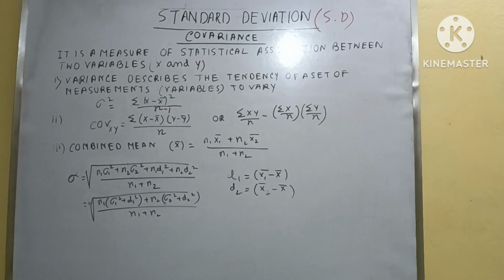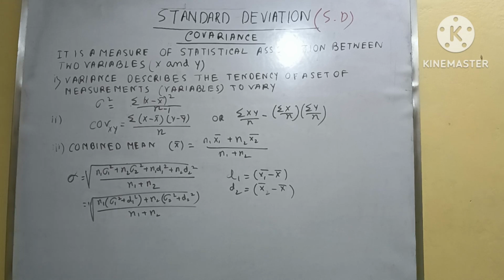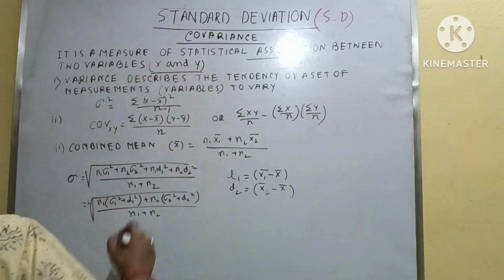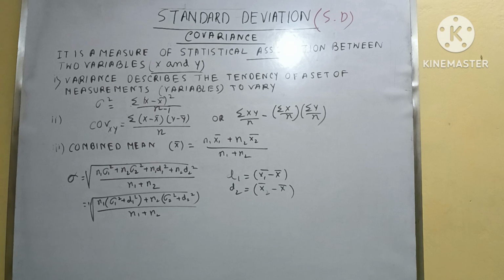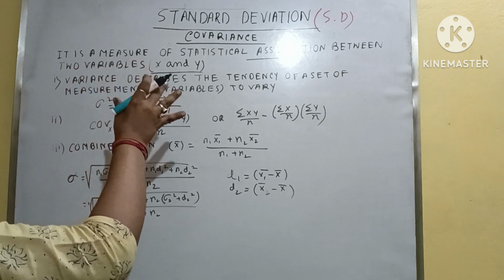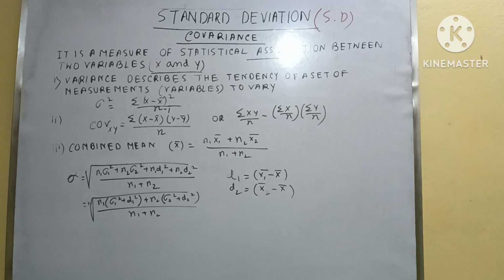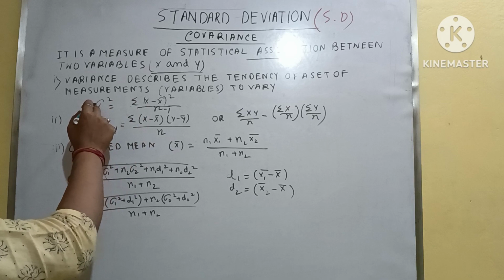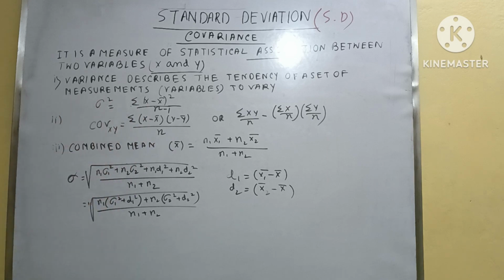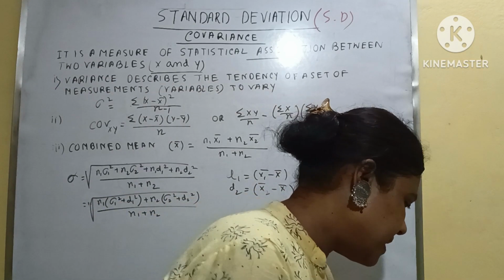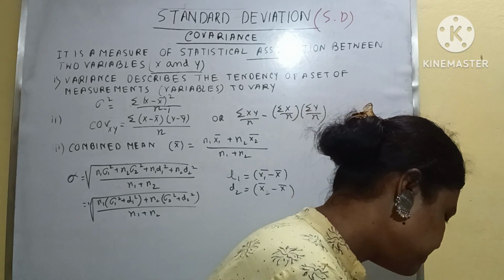So here we have to know what the covariance is. Covariance is the actual measure of the statistical association between two variables. If the variables are two, x and y, in that case we have to measure the statistical association between the two values. And here the variance is sigma square.